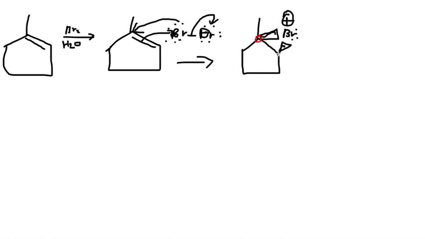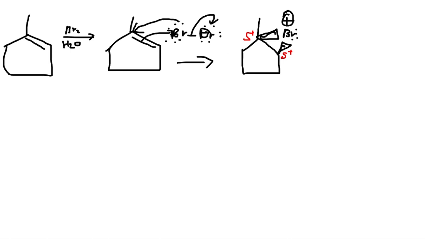These two carbons connected to bromine have a partial positive charge. Okay, they both have a partial positive charge. This is because they are connected to the bromine that has a positive charge, right? Now water attacks the carbon that has the most substituents, right?